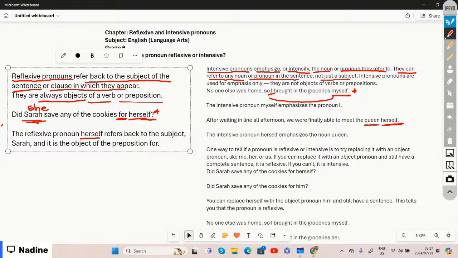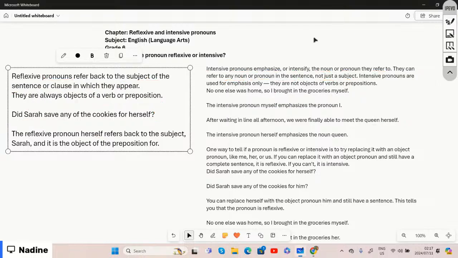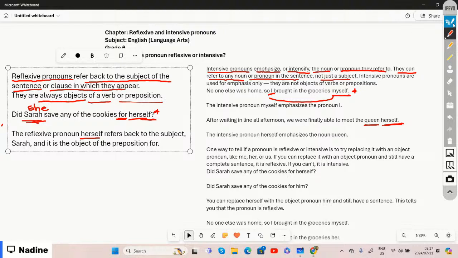All right. And one way to tell if a pronoun is either reflexive or intensive, because remember we are now weighing our reflexive pronouns as well as our intensive pronouns, is to try to replace the reflexive pronoun or the intensive pronoun with an object pronoun, like me, her, or even us.